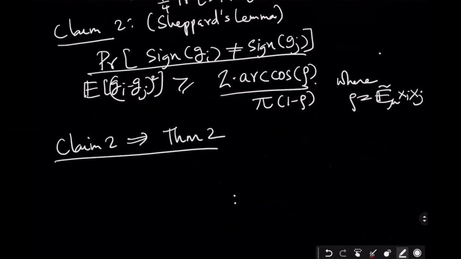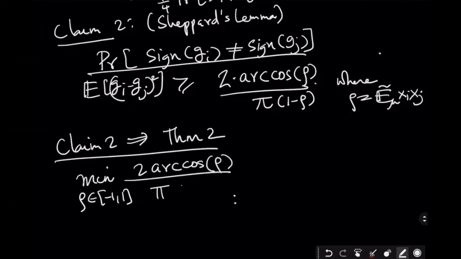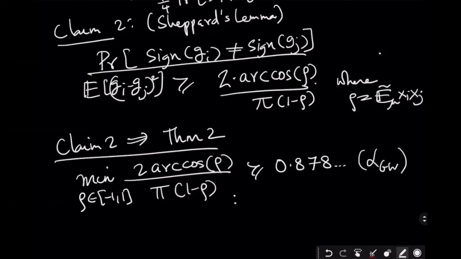It just requires computing the minimum of this right-hand side over all possible values of rho. So claim 2 implies theorem 2 by observing that the minimum over all rho in plus or minus 1 of 2 arccos of rho over pi is at least 0.878. In fact, it's some irrational number, so it doesn't stop here. This is just the first 3 digits of its decimal expansion. Let's give it a name, because it's some irrational constant. Let's call it alpha GW. All this is proving is that the ratio of these two numbers is at least alpha GW.